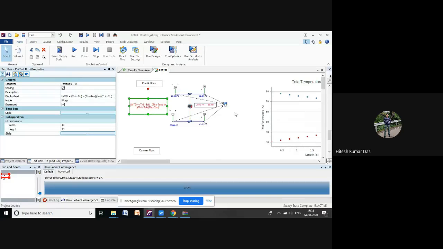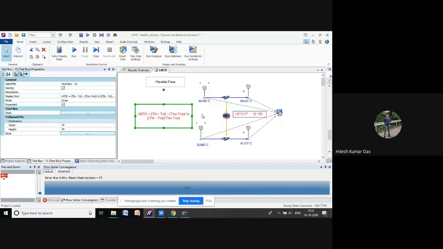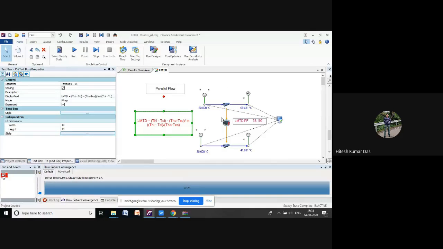THI minus TCI, where THI is this one and TCI is this one, meaning the colder temperature. Then THO minus TCO. THO is this one, TCO is this one. Divided by the logarithm of this difference. Same we have calculated. Before that, I will show you how we solve by clicking on solve steady state, and how much LMTD we are getting here. So just click on solve steady state.